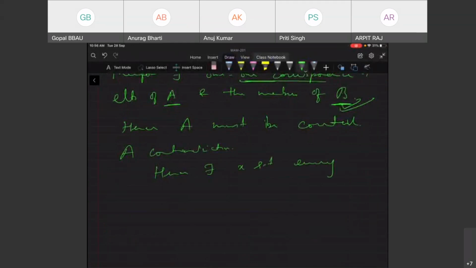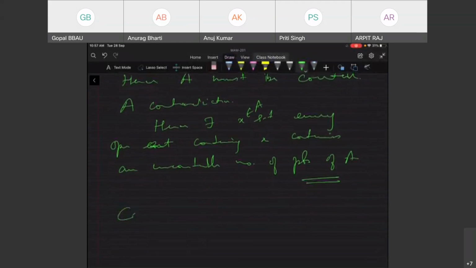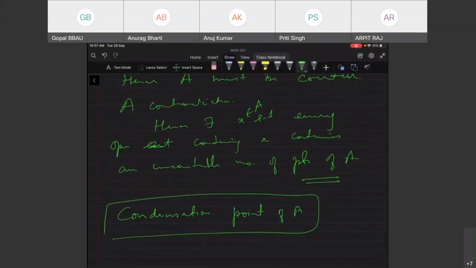Hence there exists x in A such that every open set containing x contains uncountably many points of A. Such a point is called a condensation point. So in the case of the real line and the set of irrational numbers, every irrational number is a condensation point of the irrationals.